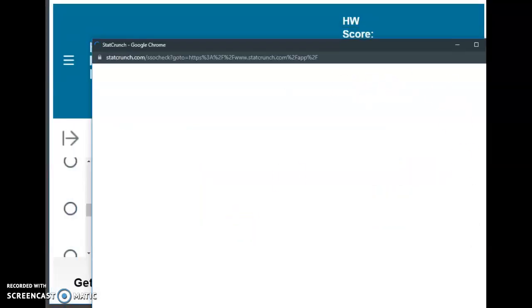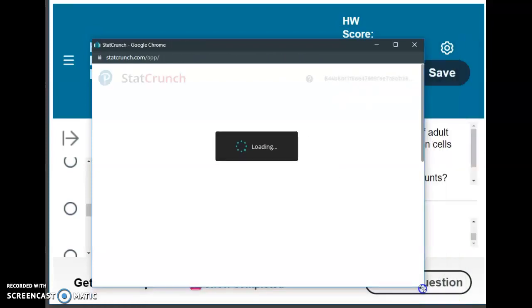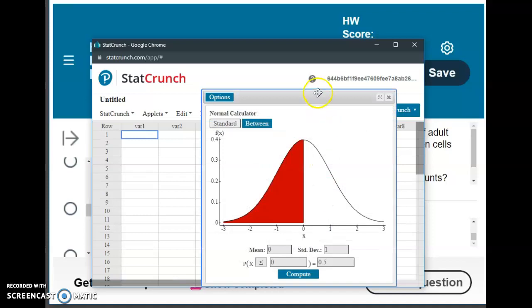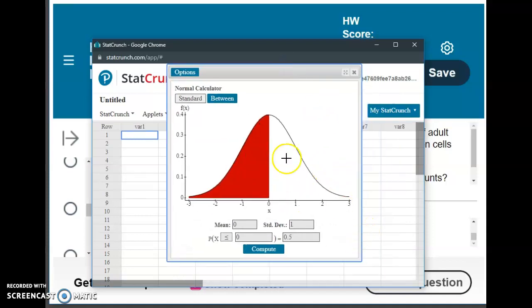Get this in the screen here. You'll go Stat, Calculator, Normal. Right, so Stat, Calculator, Normal. And you'll get this normal distribution. And look, there's 1, 2, 3, 4, 5 places where you can enter data. And the problem's always going to give you 4 of them. And the last one is going to be your answer.